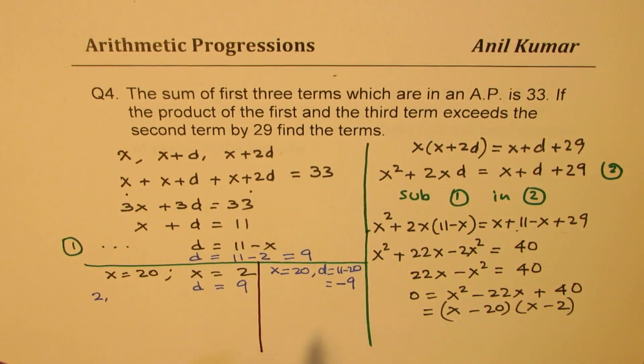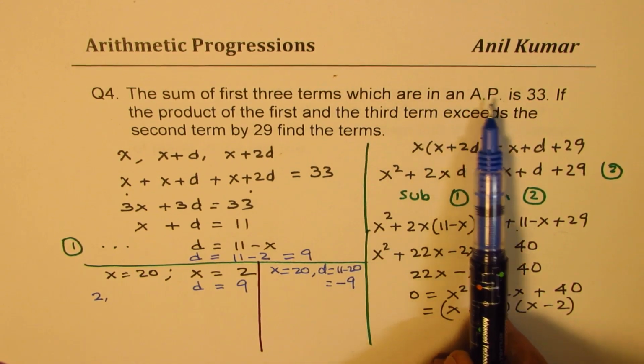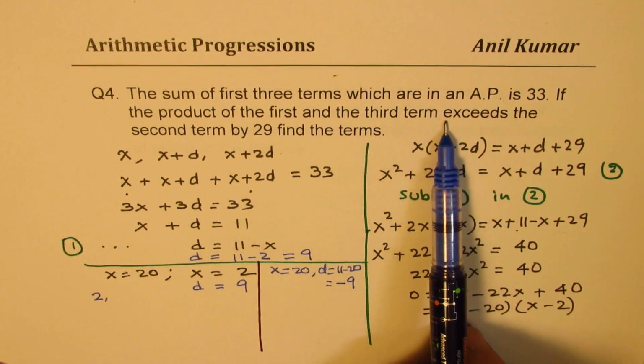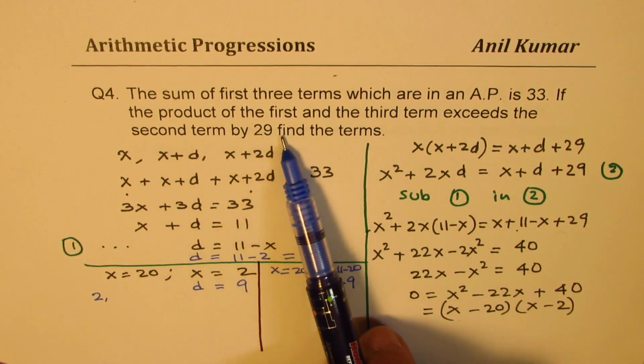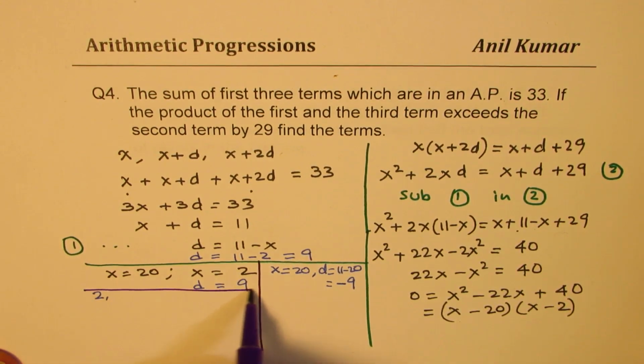It gives you minus 9. It says the sum of first three terms which are in arithmetic progression is 33. If the product of the first and the third exceeds the second term by 29, find the terms. So let's find the terms and then we'll figure out whether both are valid or not, correct? So that is how we are going to do it.